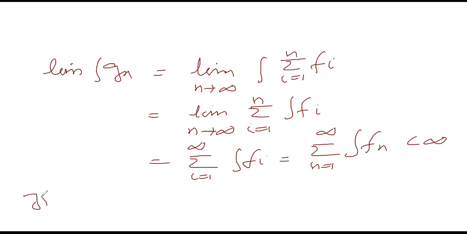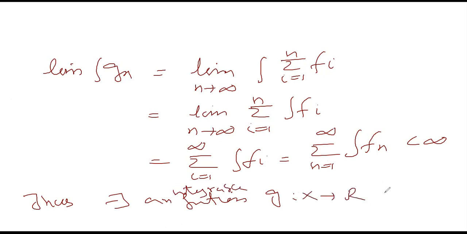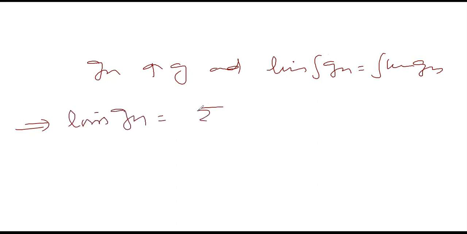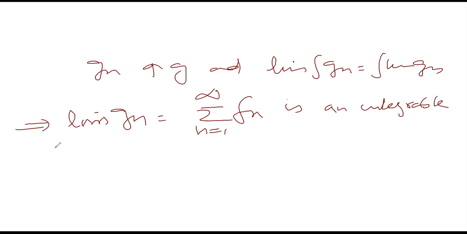Thus there exists an integrable function g from X to R such that g_n increases to g, and the limit of the integral of g_n is equal to the integral of the limit of g_n. So what's the limit of g_n? The limit of g_n is g, which is the series summation n runs from 1 to infinity of f_n, and it is an integrable function, because the limit of g_n is an integrable function.